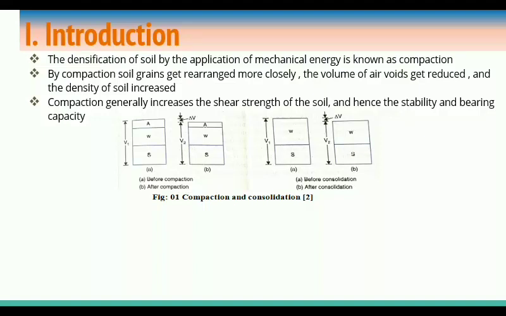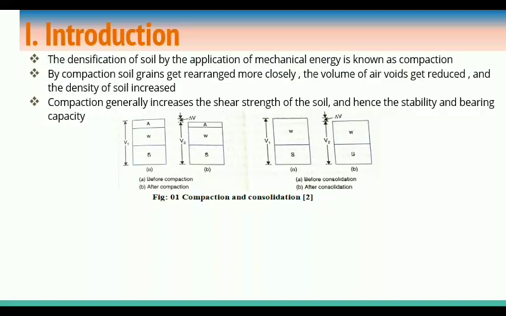So what we can say is that consolidation causes the reduction in the volume of saturated soil due to the squeezing out of the water from the soil. Whereas in the case of compaction, the volume of partially saturated soil decreases because of the expulsion of air from the voids without changing the water content. Means in the case of compaction, water content is not changed.